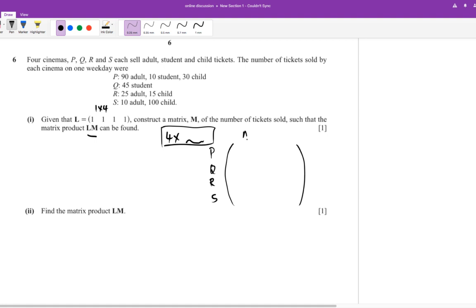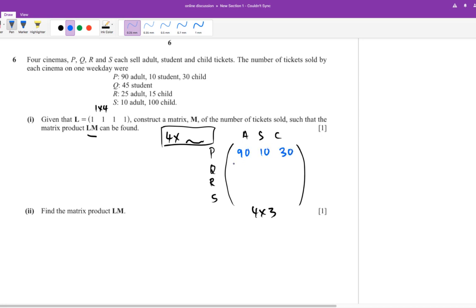And then this one is adult, student, children, which is 3 columns. So I will get something like 4 multiply 3 after I finish it. Alright, so then I will just write my number. For P, adult I have 90, student I have 10, children I have 30.